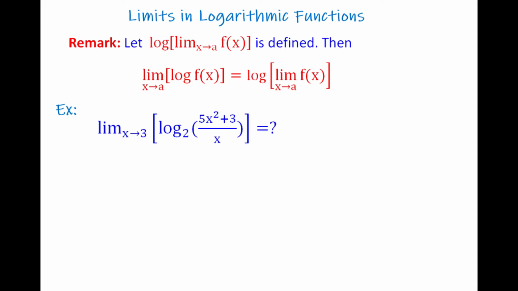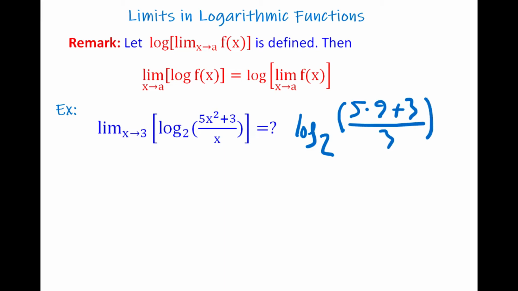So if you put 3 instead of x, then we're going to have logarithm in base 2, put 3, so we're going to have 5 times 3 squared is 9 plus 3 divided by 3. So this is going to be equal to logarithm in base 2, 5 times 9 is 45, 45 plus 3 is 48, 48 divided by 3 is going to be 16.